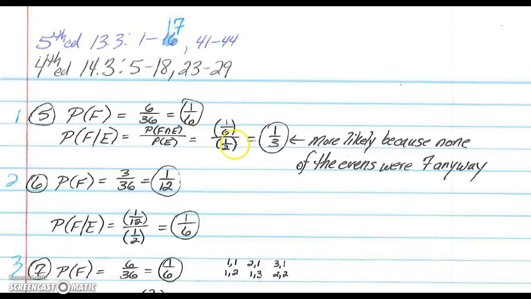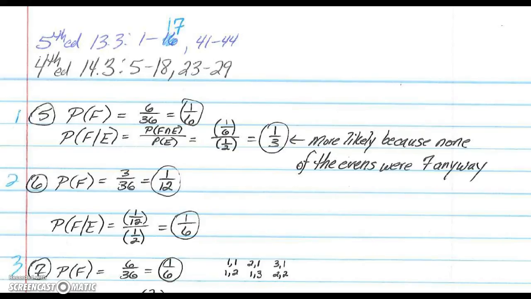And so when we take 1/6 divided by 1/2, if you need to go through the dividing by fractions, remember dividing by a fraction you would multiply by the reciprocal. So we'd take the 1/6 times 2 over 1. The 2 and 6 would cancel down to 1/3. So now it's even more likely if we know it's odd.